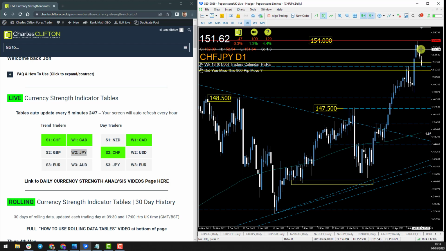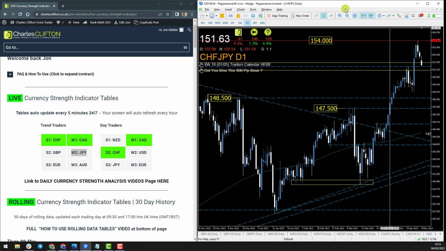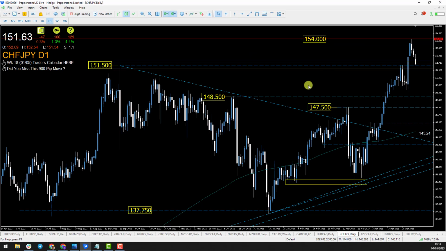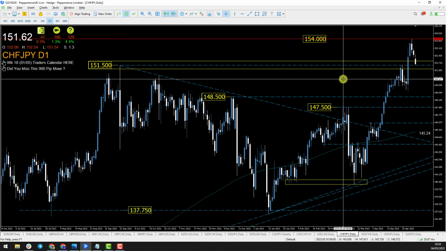We formed a daily bearish candlestick. That to me suggests that the momentum to the upside is no longer with us, and I want to see price come back to an area of support. That area of support being the 151.50 handle. Okay, if I just open this chart up, the 151.50 was derived from this high that formed back in September of 2022. Now price is back into the support area.